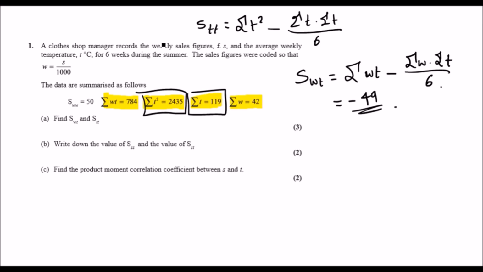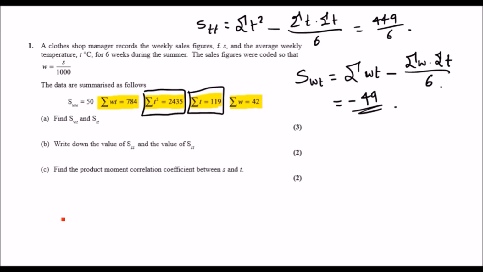So what do you have? You got 2435 minus 119 times 119 over 6. And I got an improper fraction, so I'm going to use the result of 449 over 6. Okay, you can use variations of that, that's fine.